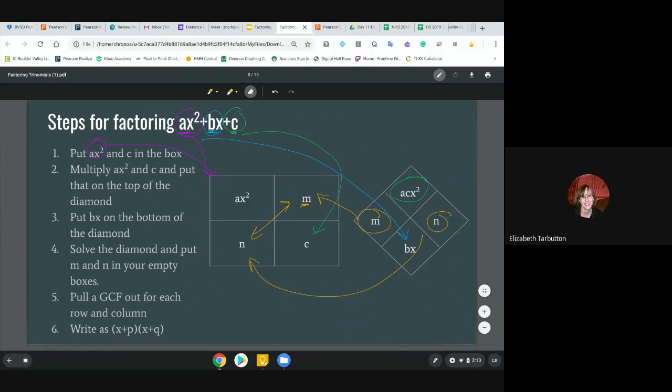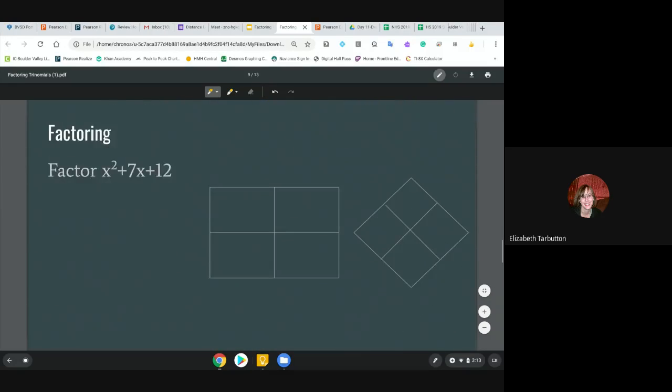Then we pull out a GCF for each row and column, and then we write our answer in this format. So that's kind of the starting format when we're multiplying. So let's look at an example.